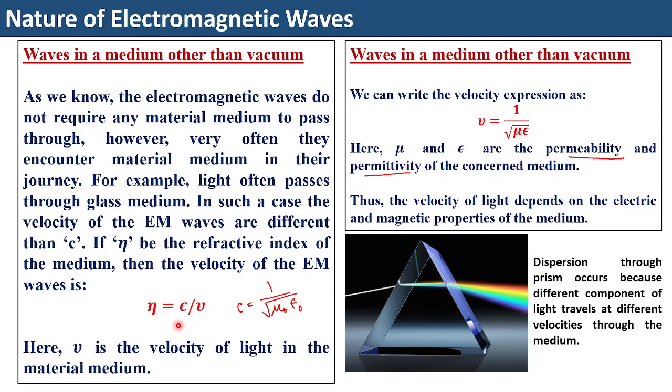So ultimately, different colors emerge out of the material medium like a prism at different times, and this gives rise to the deviation, and ultimately the phenomenon is known as dispersion. All right, so you understand that this is a very important thing. This has an important consequence in fiber optic communication also.